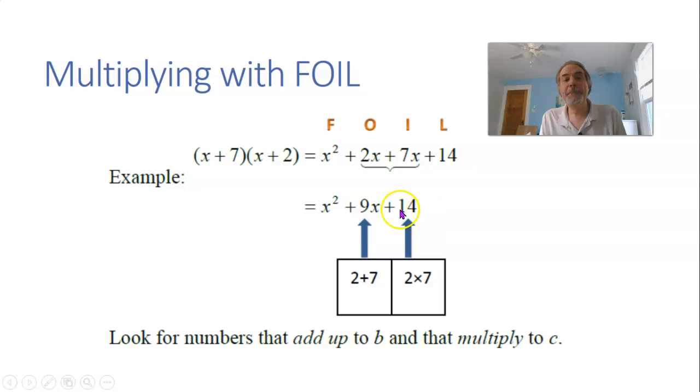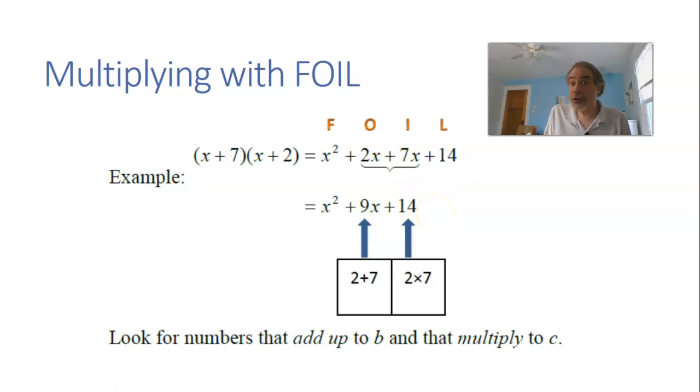So if we were going backwards from starting with x squared plus 9x plus 14 and figuring out that that was equal to x plus 7 times x plus 2, we'd be looking for the numbers to go here that add up to 9 and multiply to 14. So we're looking for numbers that add up to the middle coefficient and that multiply to the constant term.